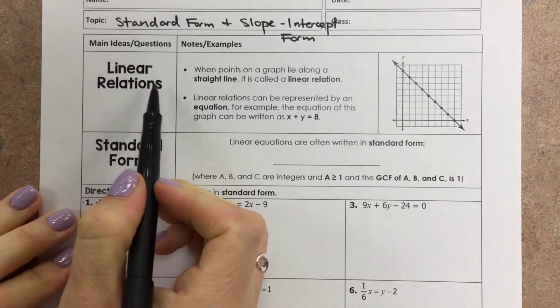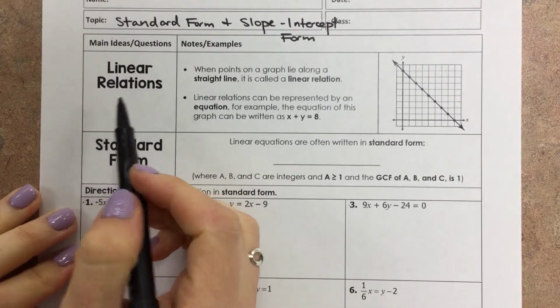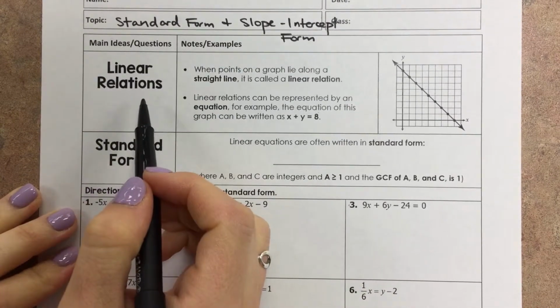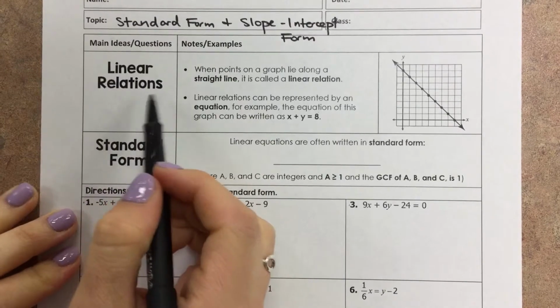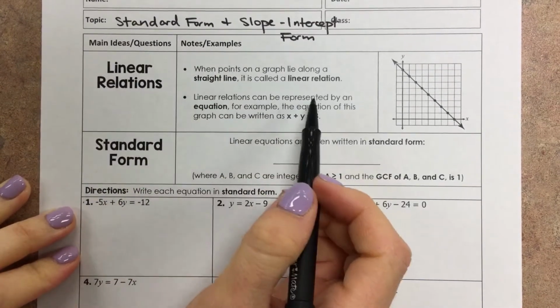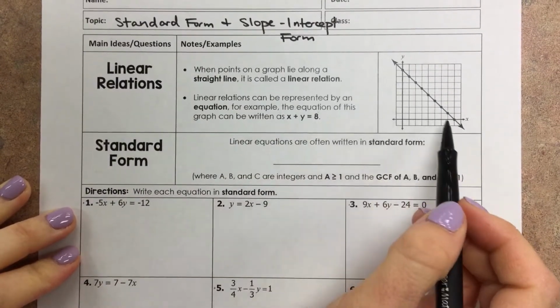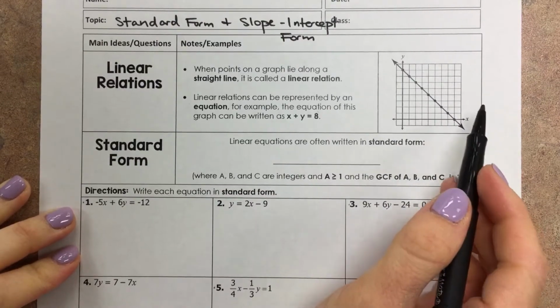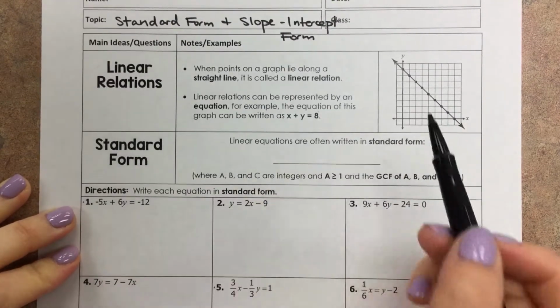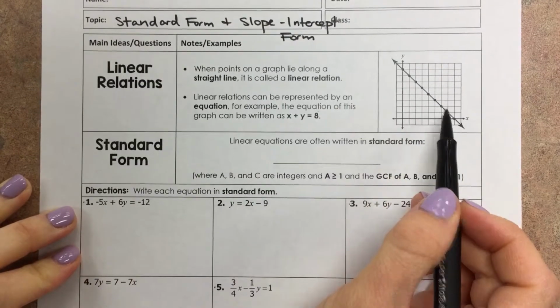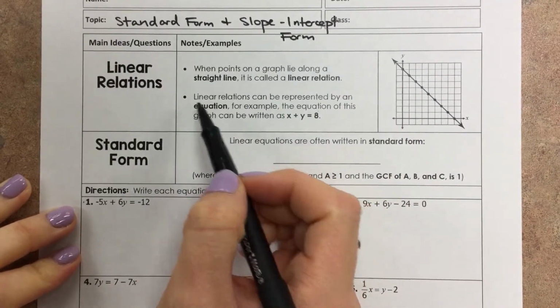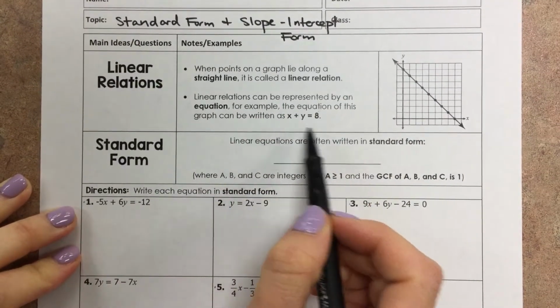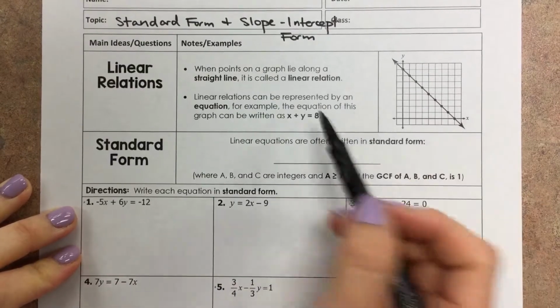So we already talked about relations just being this connection between x values and y values. So when all of those points end up falling on a straight line, we call that a linear relation. And so it ends up looking something like this. And you guys have seen lines plenty of times before. So instead of just listing out the ordered pairs, we write those relations as equations. So this is the equation for this line right here.